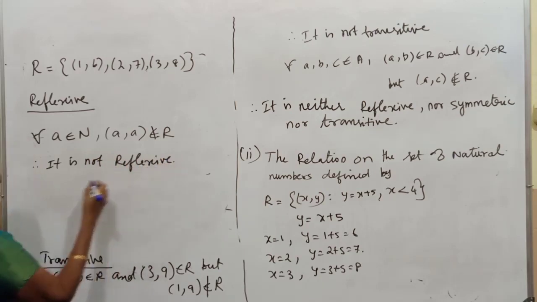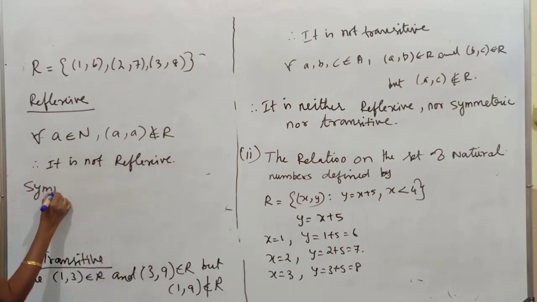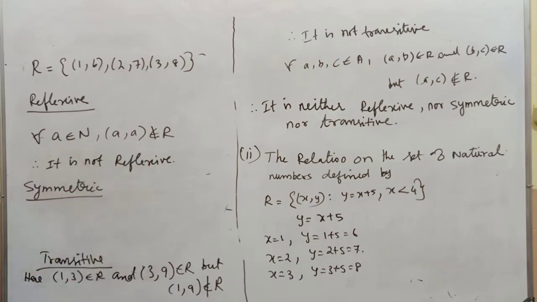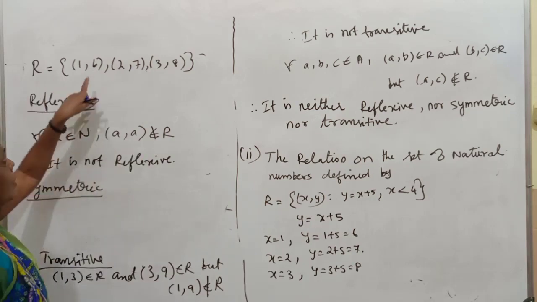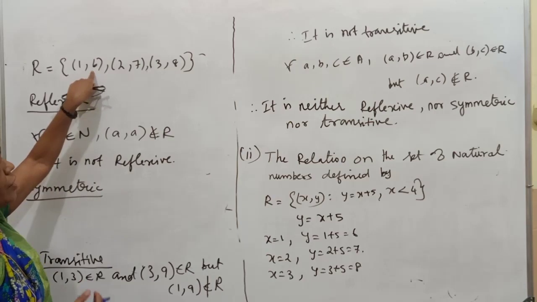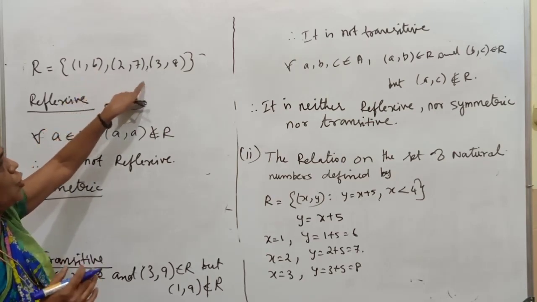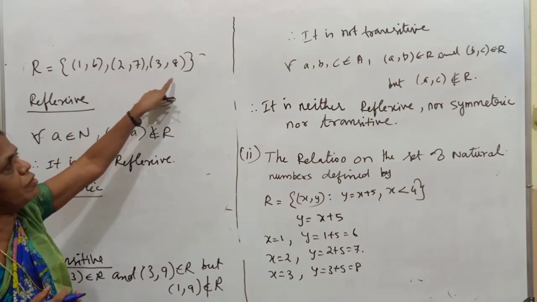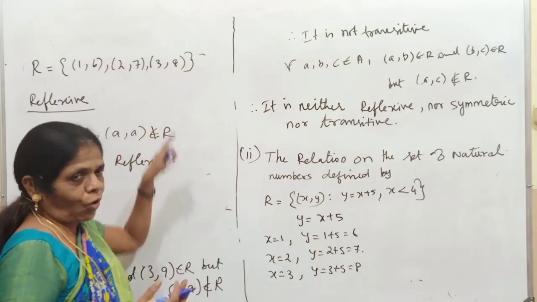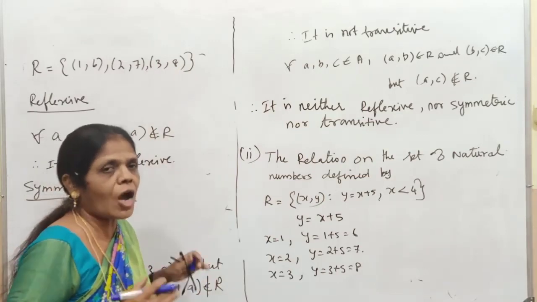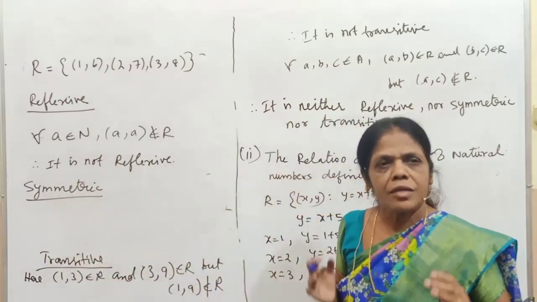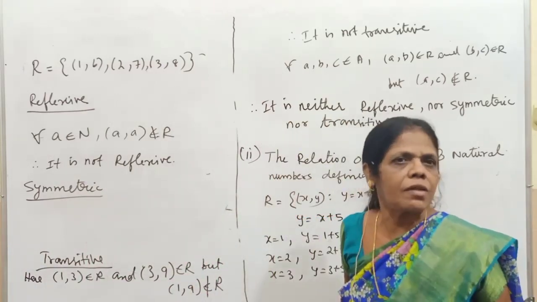All of you listen to me carefully. Now, I told you here it is ending with 6. Is any ordered pair starting with 6? No. Any ordered pair starting with 7? No. Any ordered pair starting with 8? No. So, the second ordered pair does not exist. Yesterday I told you if the second ordered pair does not exist, it is transitive.